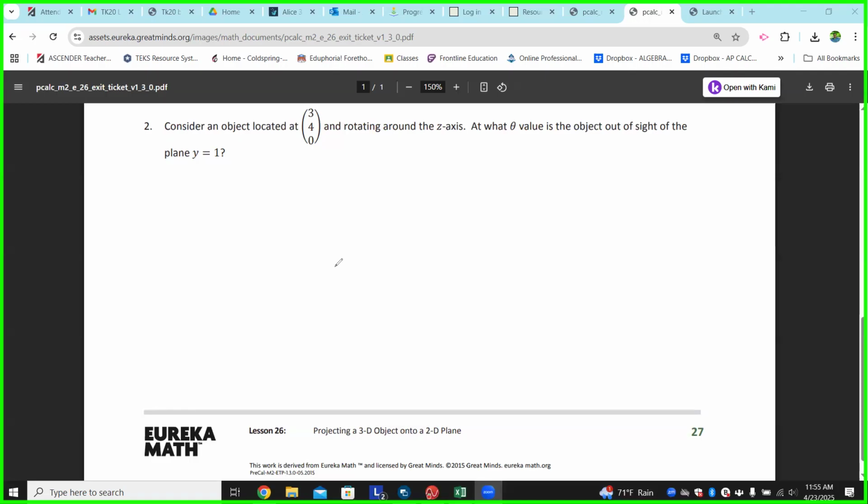So the follow-up question with this is, at what degree value is the object out of sight on plane y equals 1? It's got a lot going on here, but I'll show you the main things you need to know how to do. It is a pretty good process, so at any point you get lost, please let me know. What it's doing is taking those first 17 lessons, when we talked about transformations of matrices, and blending it with what we talked about in the last 2 days.